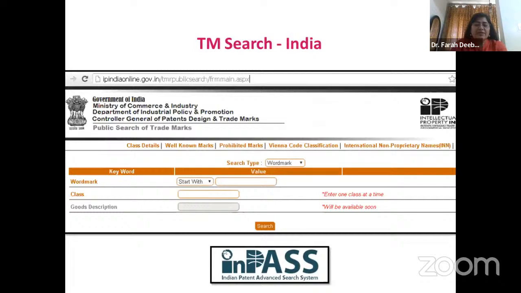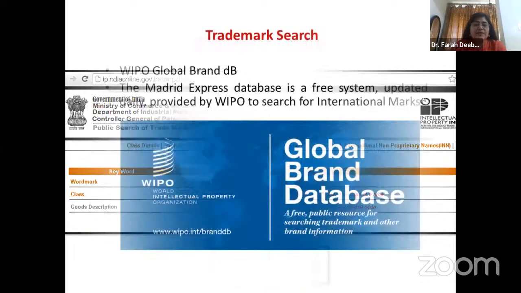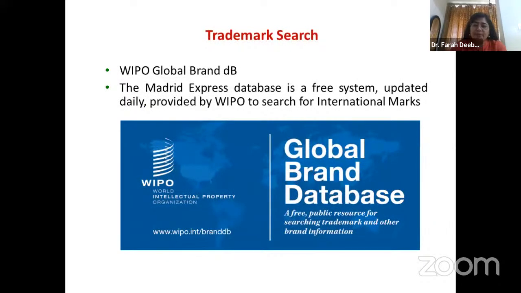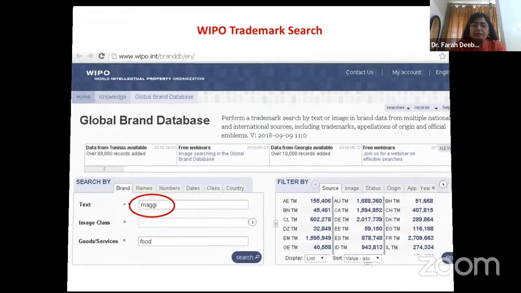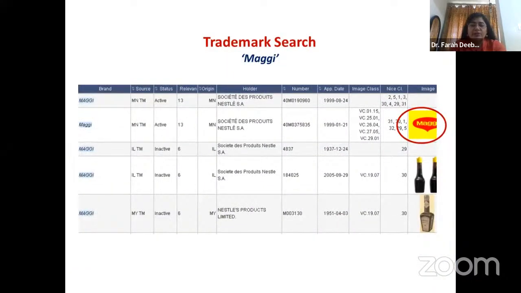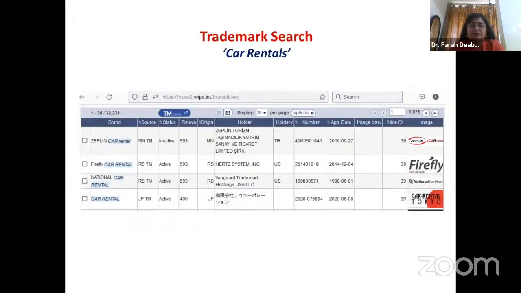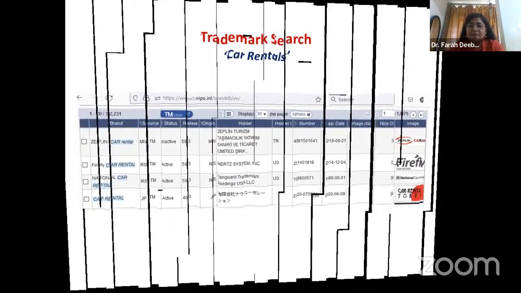So this is the Trademark Search India. You can go to the website and search, and you will know what is there. Or you can go to the WIPO brand database. And if you type Maggie, you will get this red and yellow graphic, which says that Maggie is protected under this image. So you should create something which is different from this image. Then only you will get a trademark. So if you type car rentals, you'll get these kind of logos there.